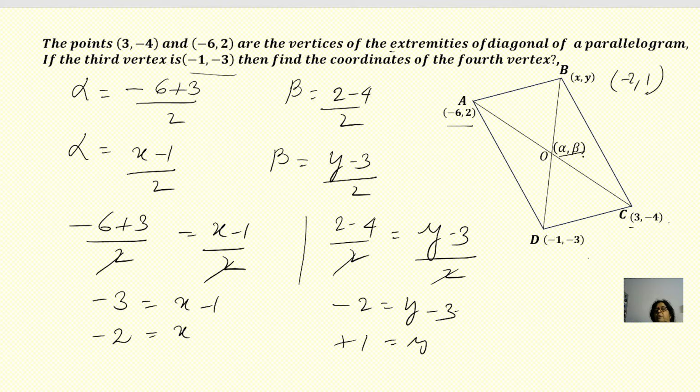So here the important property that we have used is the diagonals of the parallelogram bisect each other. And secondly, when we get the question with the extremities of a diagonal, it must be seen to it that we mark the points at the correct positions so that there is no mistake in our calculation.